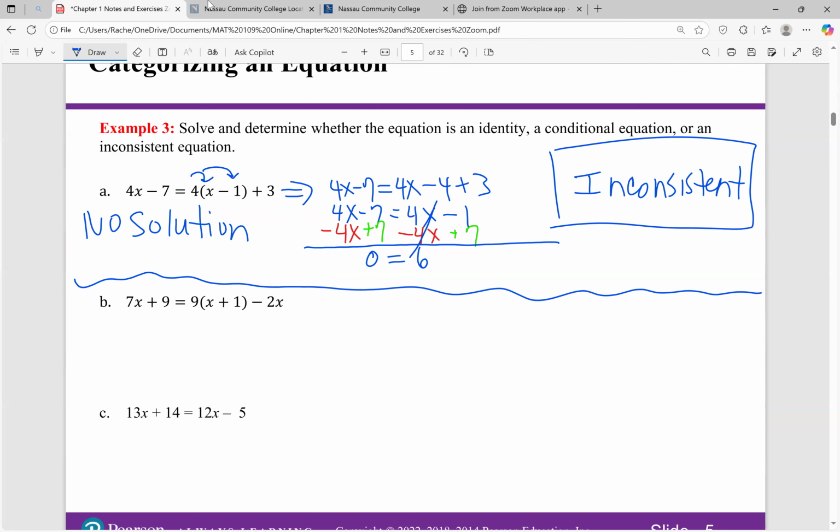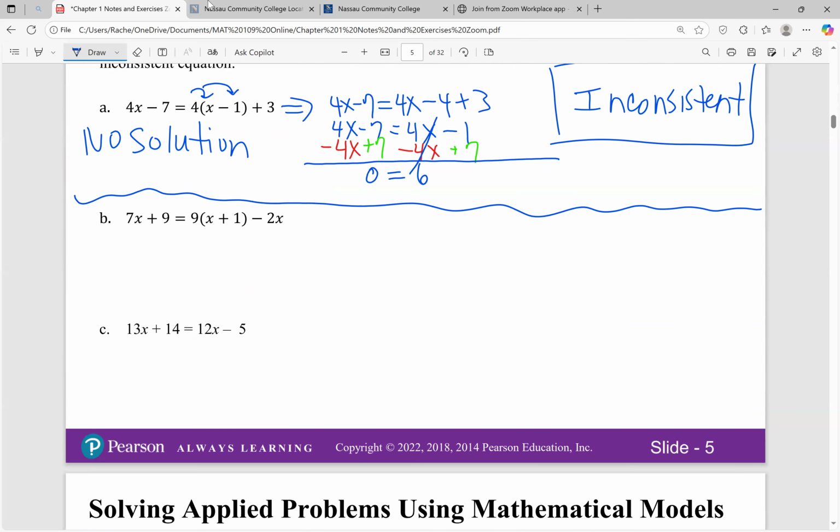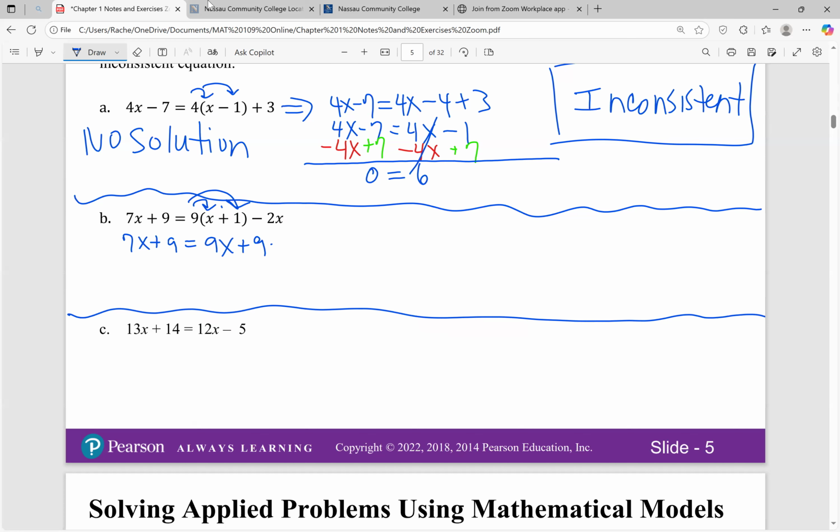So let's look at B. For B, I'm going to do the same thing. Let's distribute. So we're going to get 7x plus 9 equals 9x plus 9 minus 2x. So we're going to have 7x plus 9 is equal to 9x minus 2x is 7x plus 9.